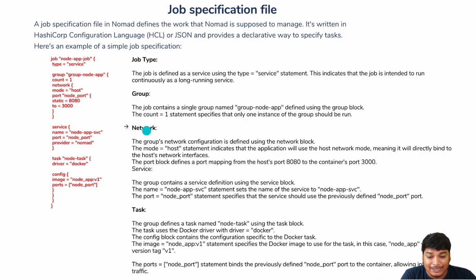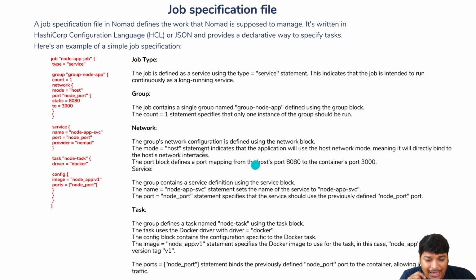Okay, then the network. So this network inside the group specifies what networking properties are available for this entire group, or the tasks that we are specifying inside the group. First, the mode is equal to host, which indicates that the application will be using the host network mode. Okay, meaning that it will be directly bound to the host networking interfaces.